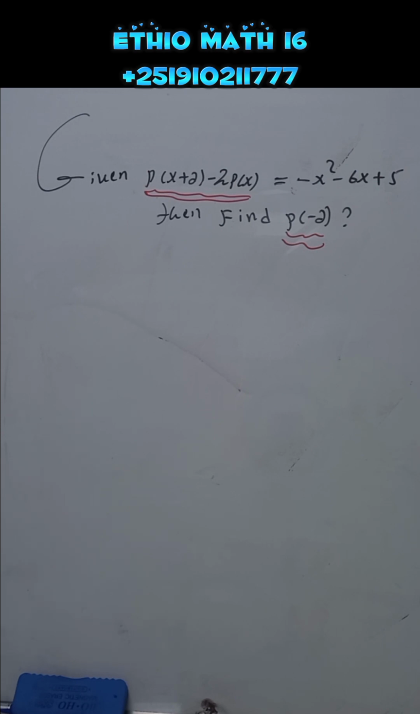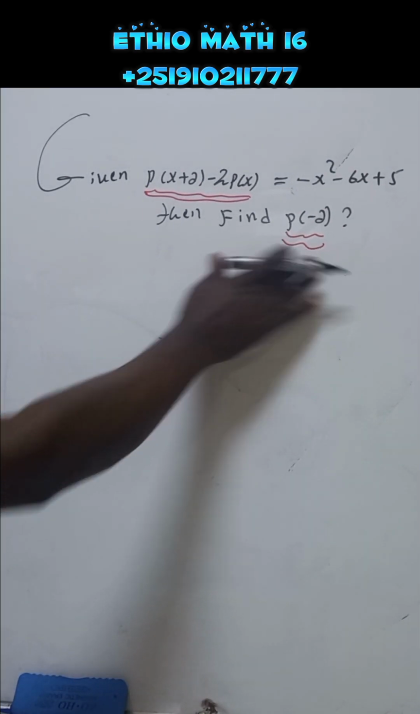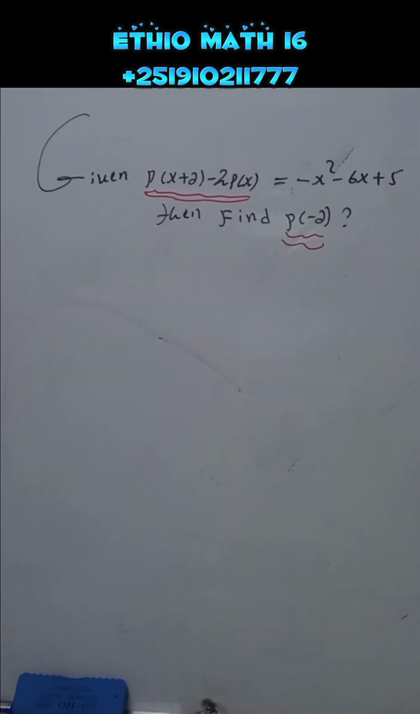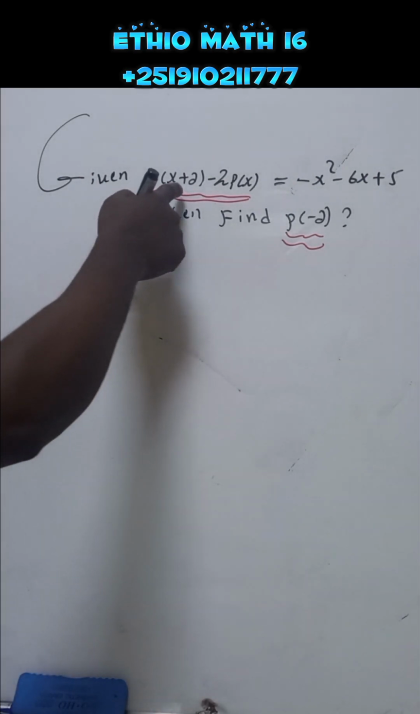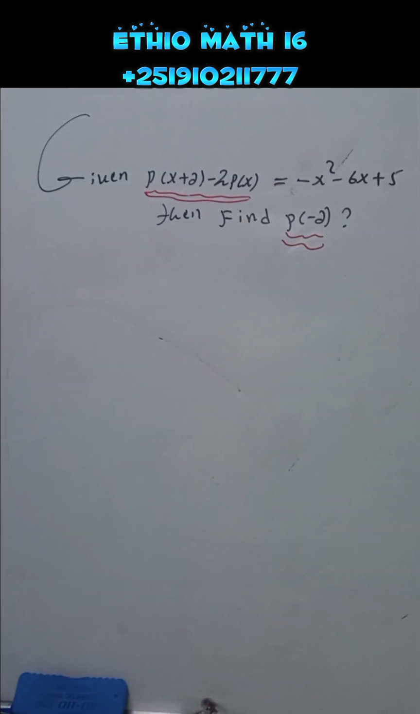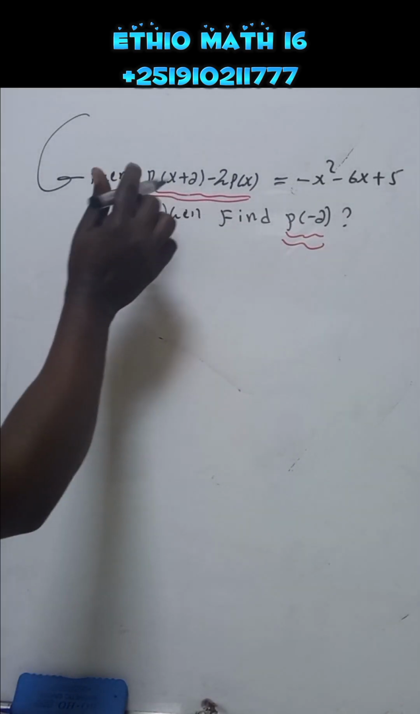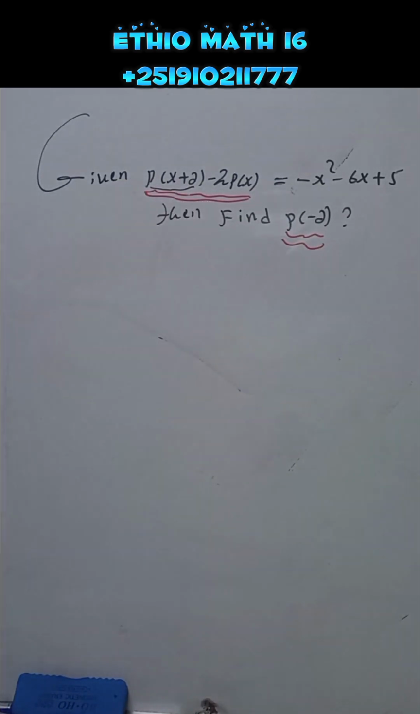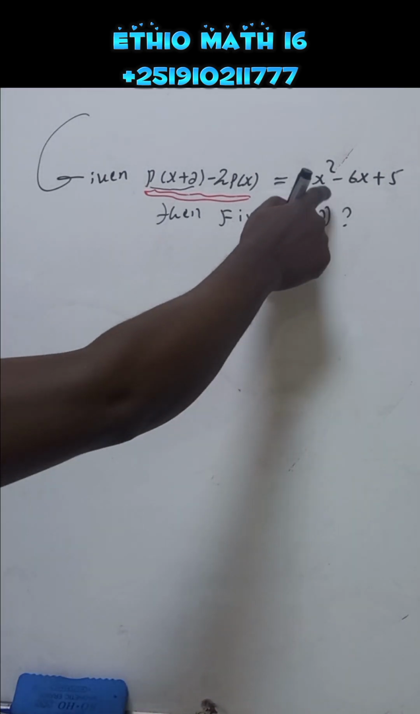This is the point. Therefore, in order to find generally the image of -2 under this polynomial function, under the mirror p, first we need to find the polynomial function p of x. Look, p of x plus 2 minus twice of p of x is this one. So assume this is one polynomial function and this is another polynomial function. The difference of these two polynomial functions is quadratic.